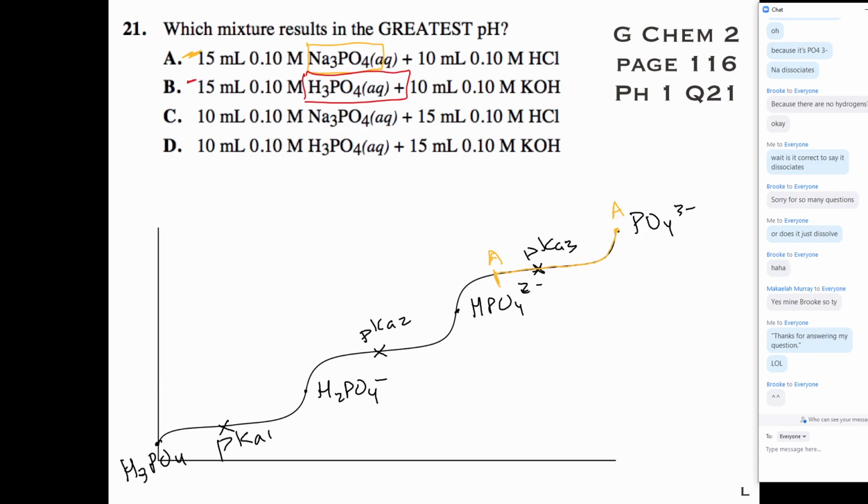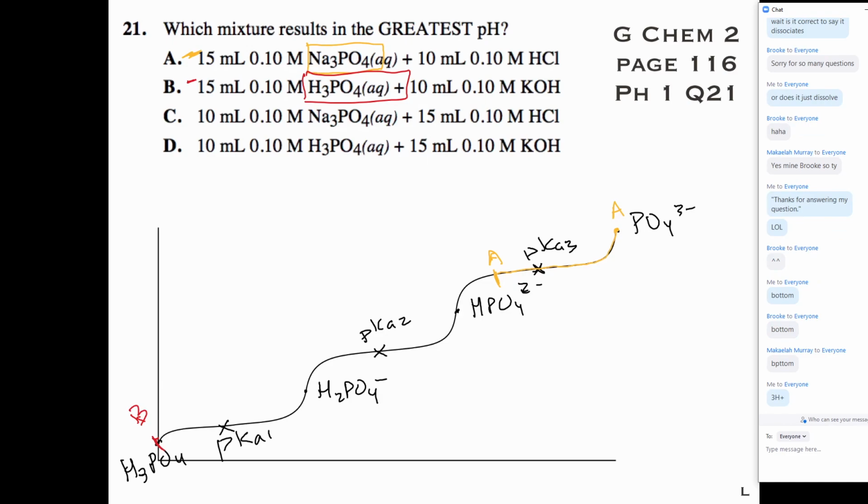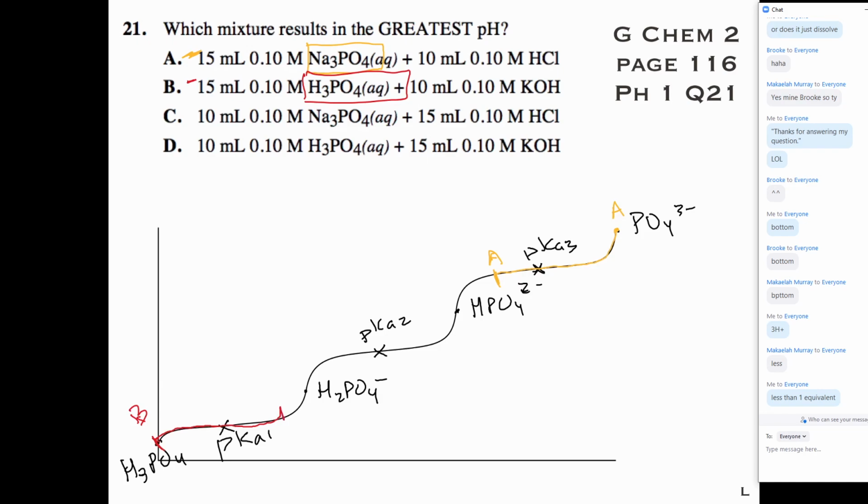So this is the big picture of things. That said, sorry to yell at you, by the way. Where am I starting for this one? At the bottom, perfect, because it's all 3 protons on there. Am I adding half an equivalent, more than half, less than half, one equivalent? Less than equivalent. So I'm going to go up from here and finish maybe some around there before the equivalence point.